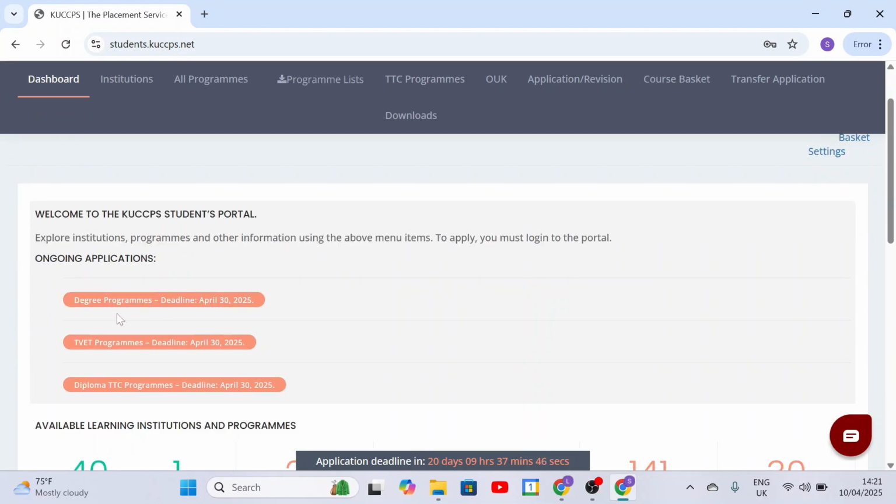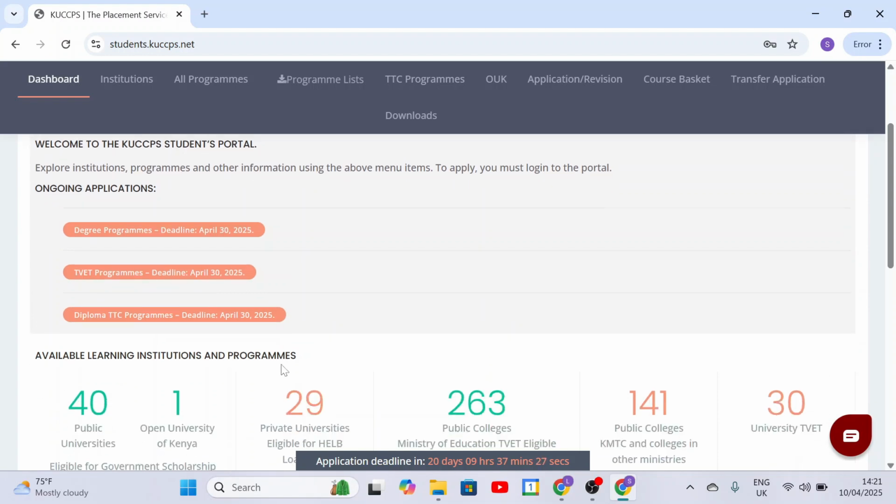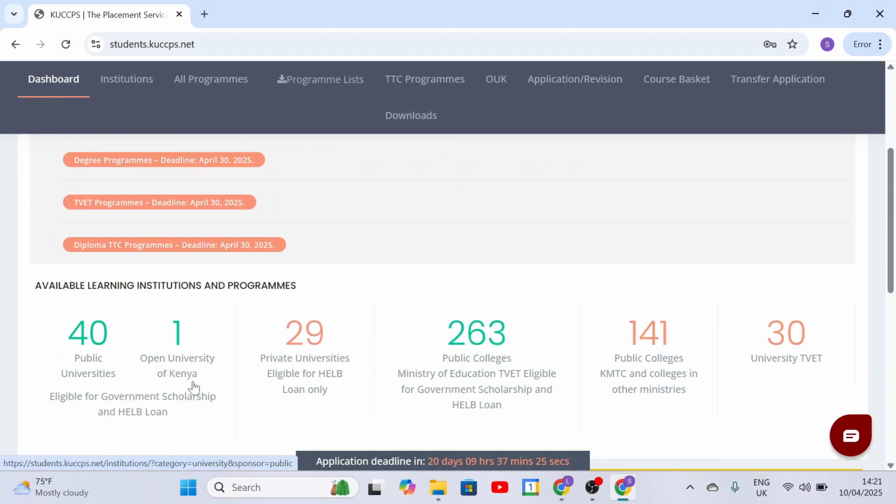As you can see, they are indicating to you that the deadline is April 30th, 2025. This is the initial application, and you can see it even down here. So ensure that you submit your application before the deadline. Then also for the TVET programs, the same deadline, and as well for the diploma teachers training colleges, right? From there, you find something else here, very, very important.